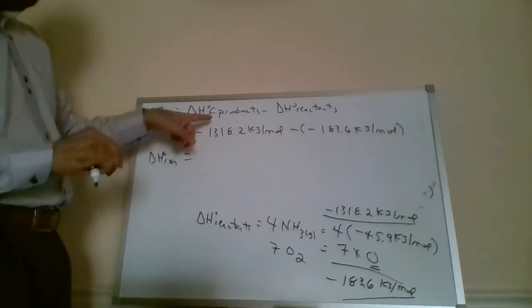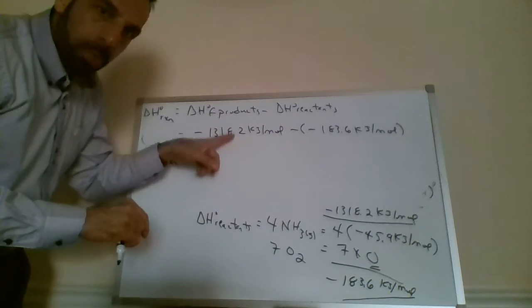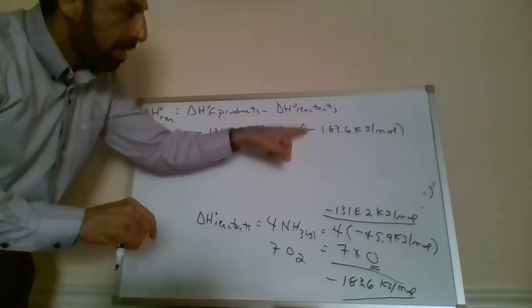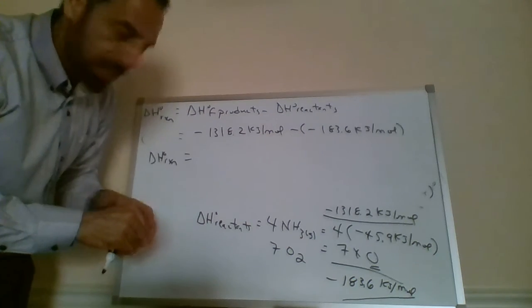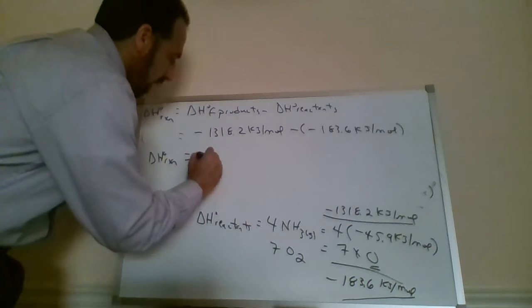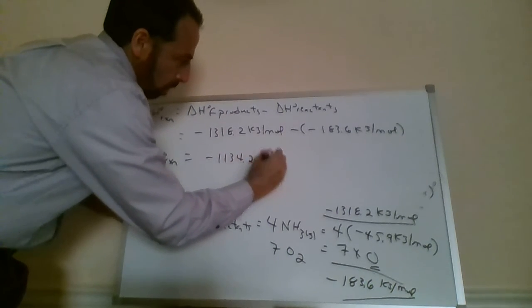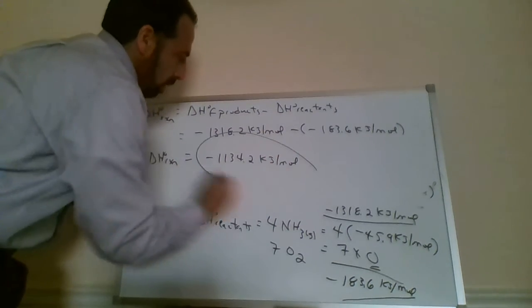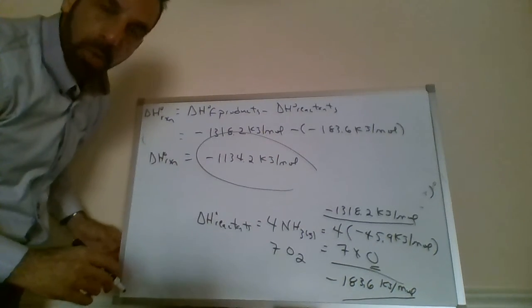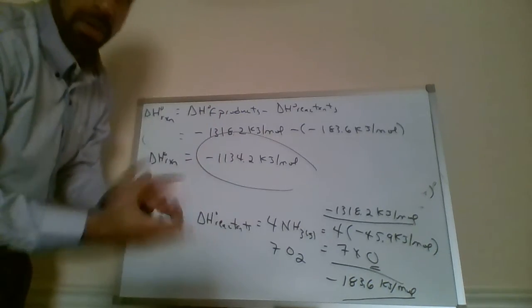So to finish it off, we take the products minus the reactants. Negative 1318.2 kilojoules per mole minus now a negative 183.6. So again, negative and negative makes it a positive. So I'm going to end up with a negative 1134.2 kilojoules per mole. So again, when you're doing this, do the products, then subtract from that from the reactants.